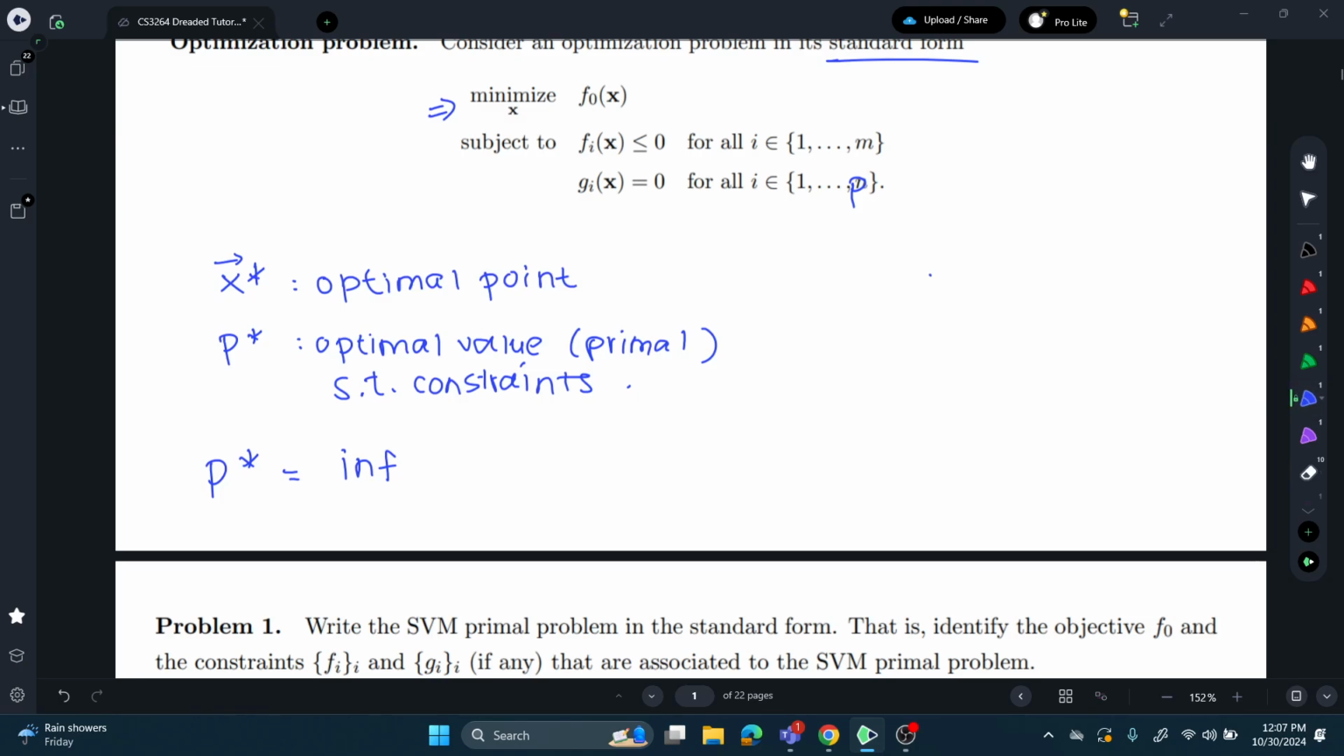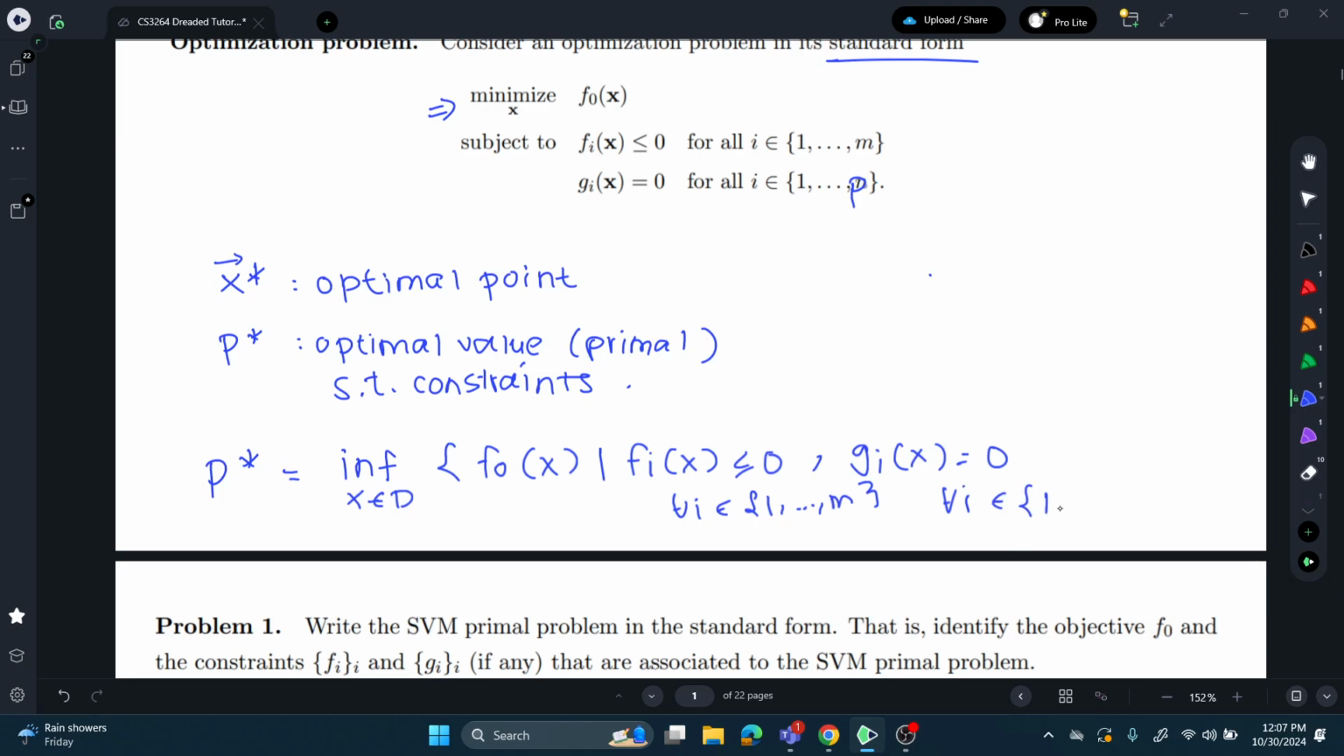Okay, so this p star is actually defined as what is the value of x that would essentially minimize this entire f0 subject to whatever constraints that we provided here for all i in 1 to m, as well as for all the equality constraints that we provided. Okay, so this is how I would define what is our p star, instead of simply minimizing the entire function. Any questions to this point?